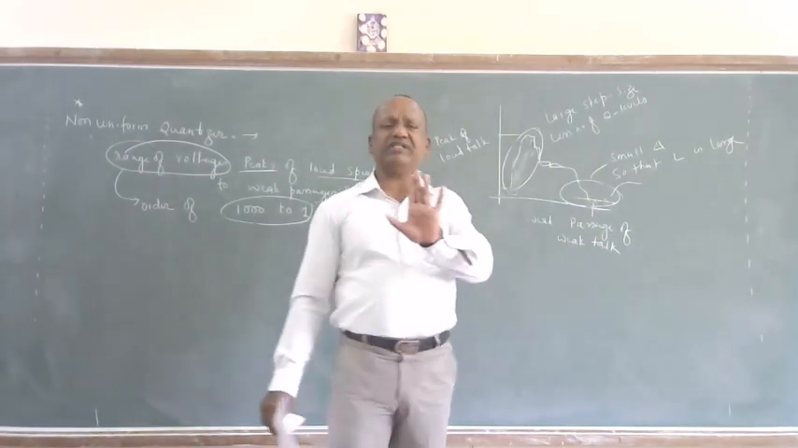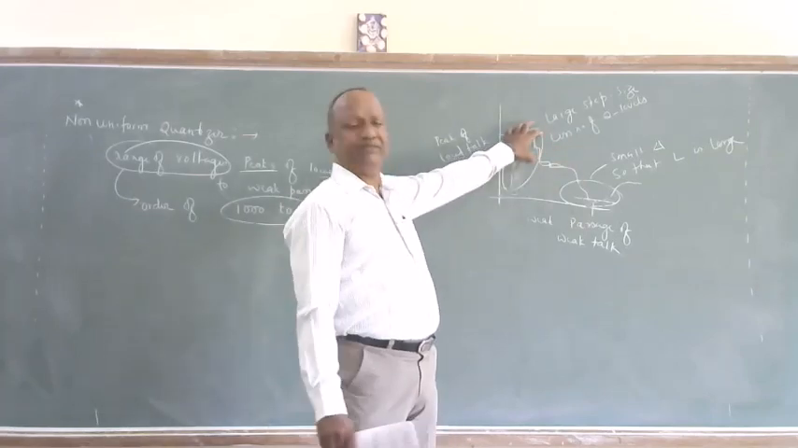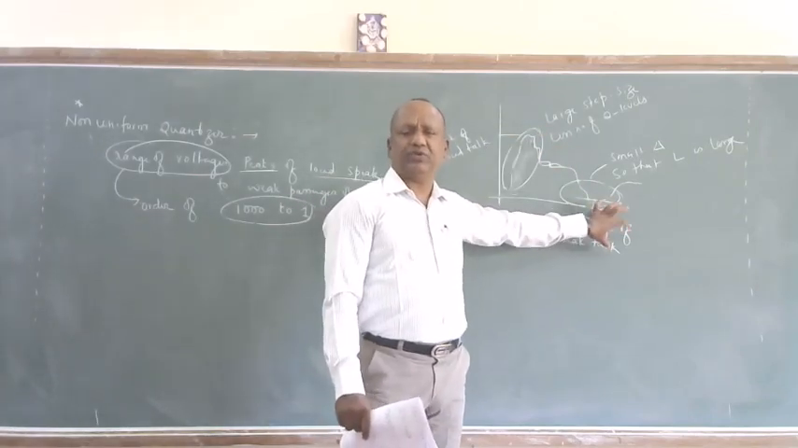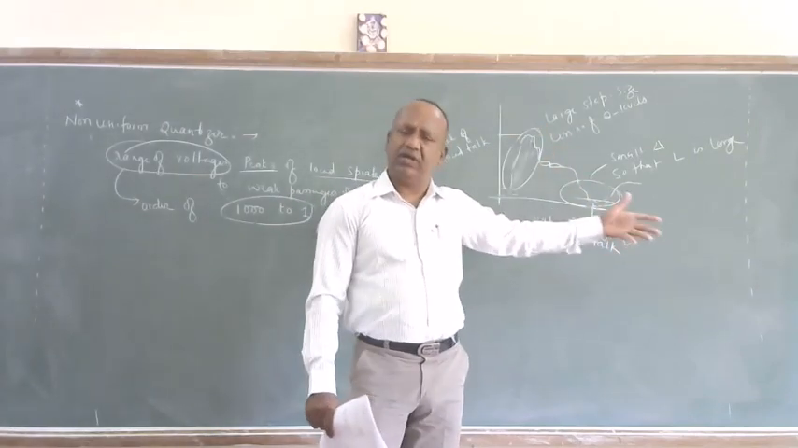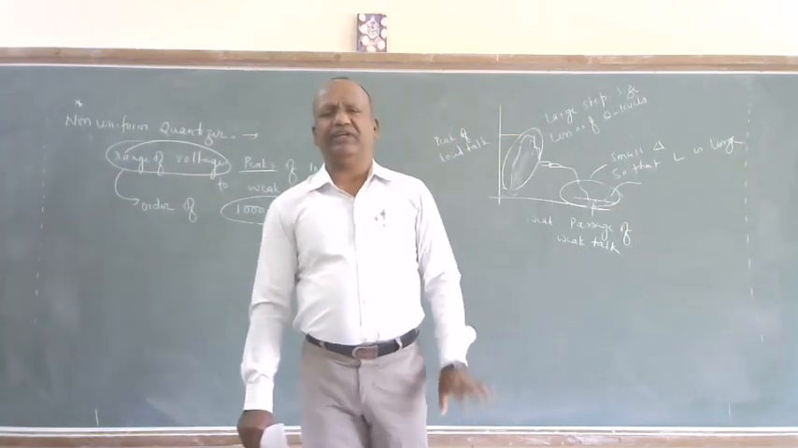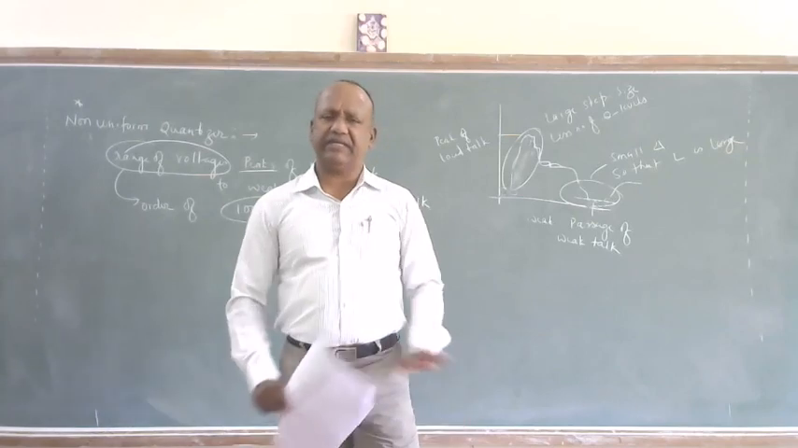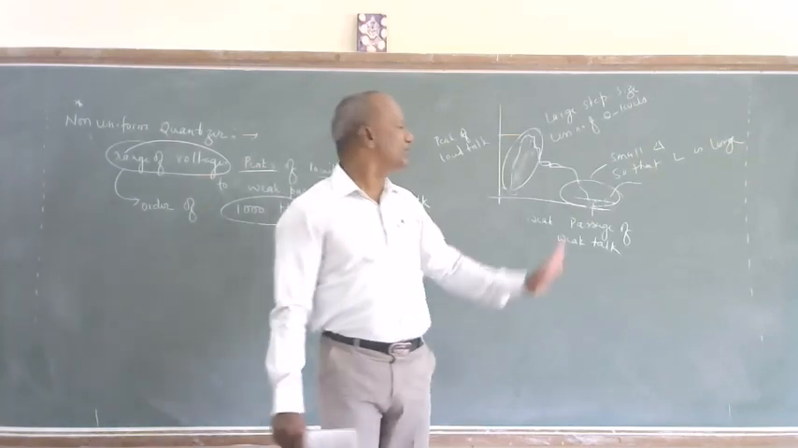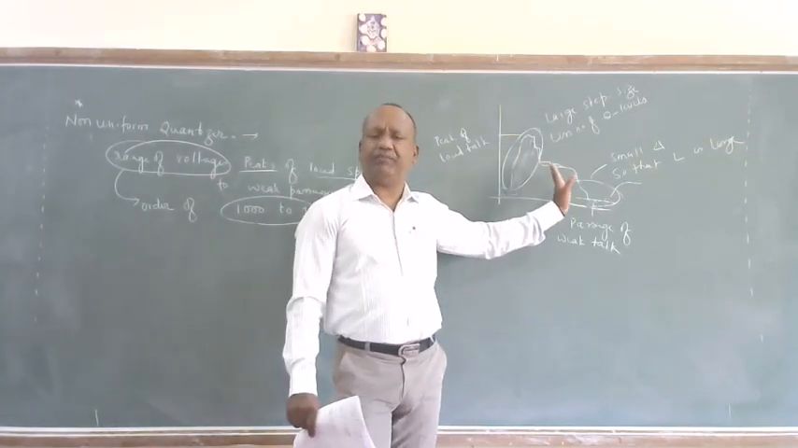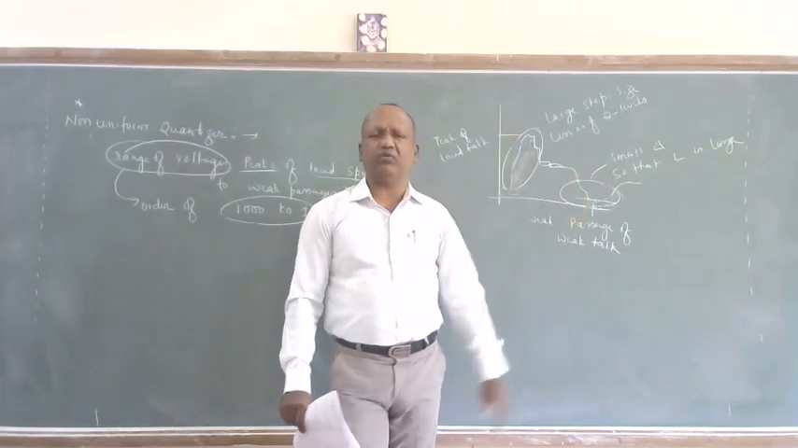Maybe the uniform quantization levels are 20. Here I am using 15. Here I am using 25. So 25 plus 15, the average will be what? 25 plus 15 is 40, divided by 2 is equal to 20. The same number I am using. The quantization performance will be the same as uniform quantization.